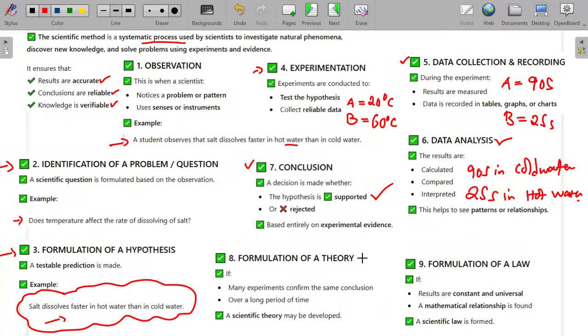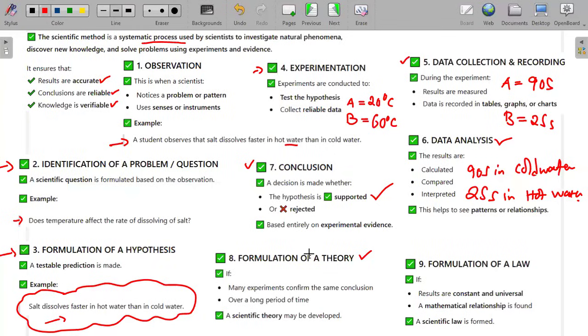Then from there, we go to number 8, which is the formulation of a theory. This theory can only come about after doing a number of experiments. For example, this was just experiment 1, and then you do experiment 2, experiment 3, experiment 4. When you see that the results from all those experiments are the same, or are leading to the same conclusion, then you come up with a what? A scientific theory.